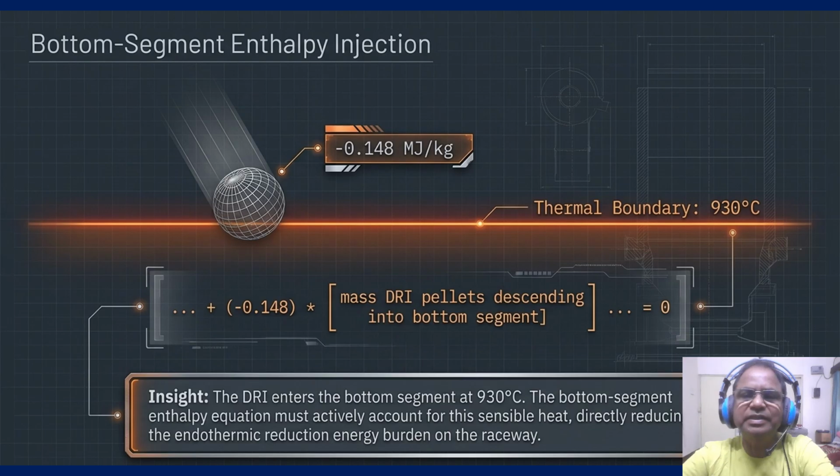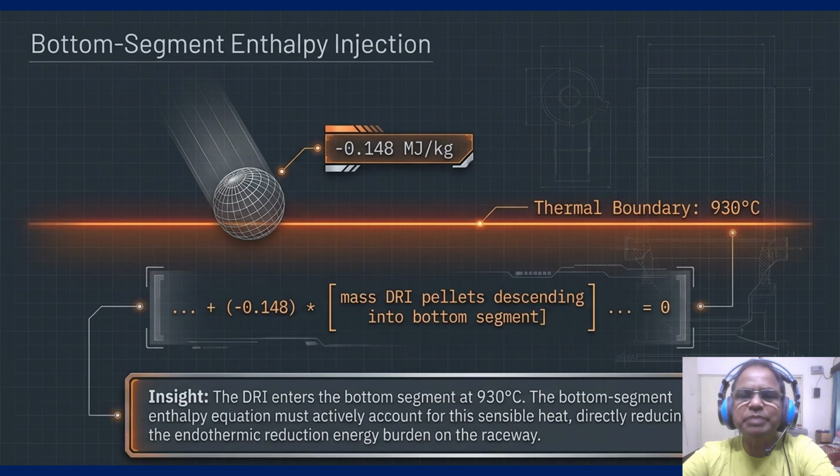The inset box at the bottom is the key because the DRI enters the bottom segment already heated to 930 degrees centigrade. The bottom segment enthalpy equation must actively account for this sensible heat. This directly reduces the endothermic reduction energy burden on the raceway. Think of it as a thermal gift to the hearth.